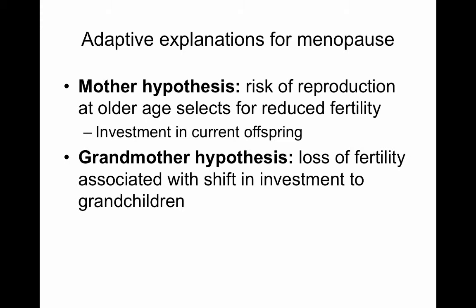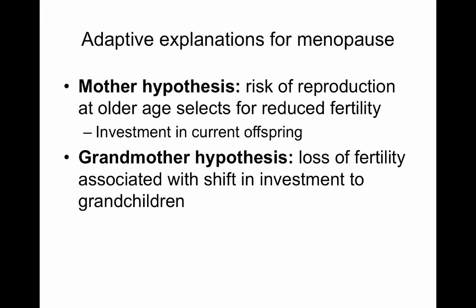One hypothesis is that mothers risk reproduction at older age, and this selects for reduced fertility. Until very recently, many women died during childbirth. And later in life, the risks of this became even higher, particularly after many previous births. So reduced fertility in later life may save women from some of this fate.